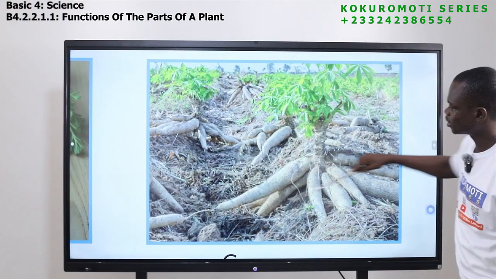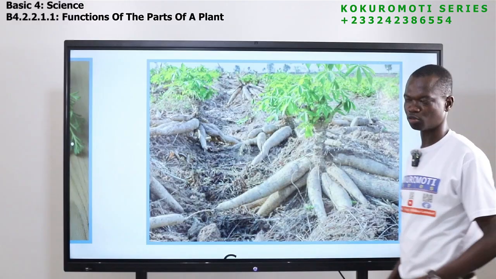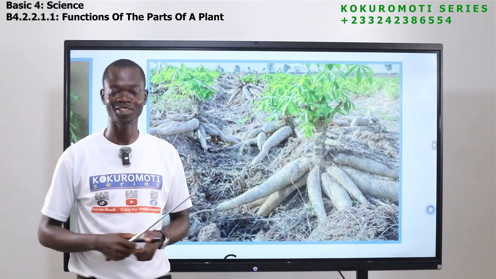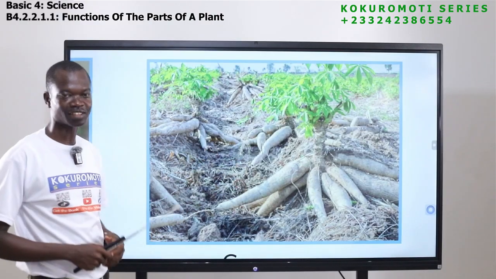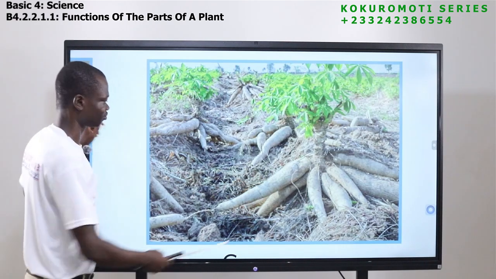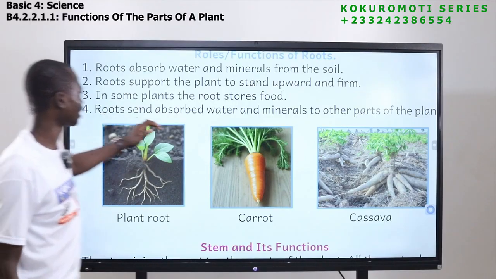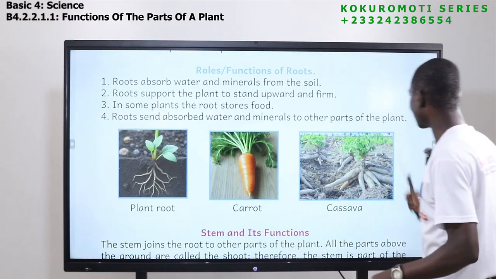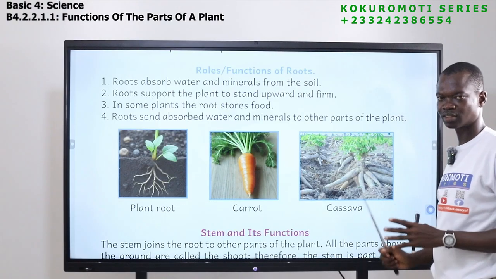So look at these plants. This is cassava. We use the roots as food to pound fufu, prepare gari, kokonte, and the rest. You like kokonte? So we use cassava. The part of the cassava plant that we use is the roots. Okay. The next one. Roots then transport water and minerals to other parts of the plants. So these are the functions of roots.